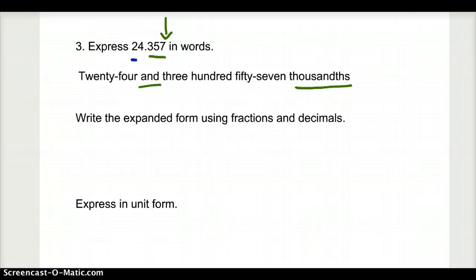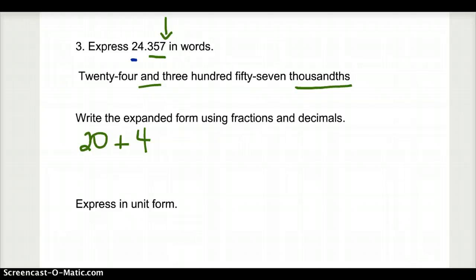Now we need to write it in expanded form using fractions and decimals. Let's start with decimals first, since that's what we have been mostly working with. So 24, we'll start with our whole numbers. How do I write 24 in expanded form? 20 plus 4. All right, we're done with the whole number part.